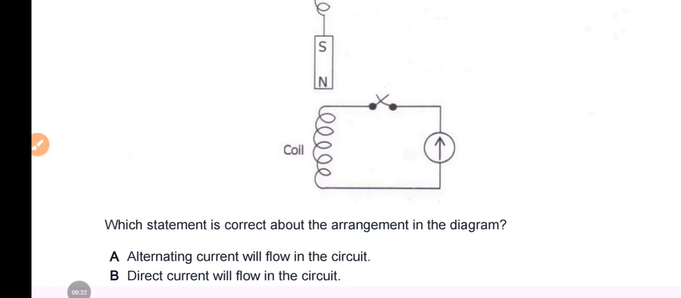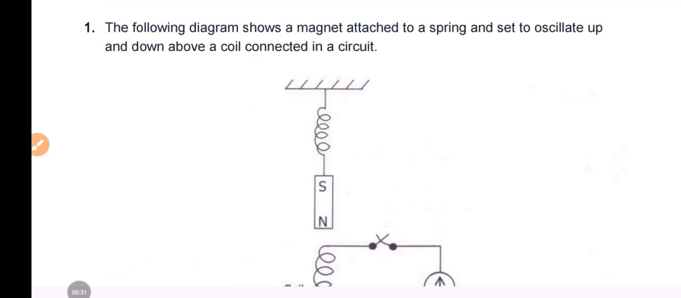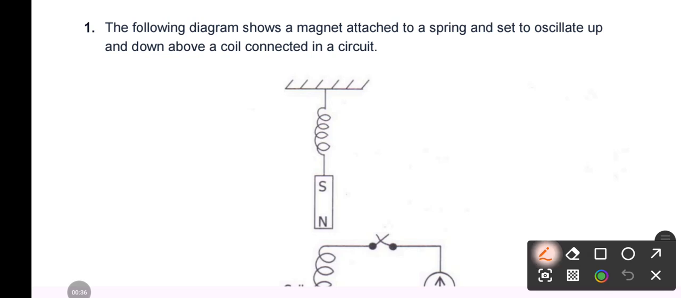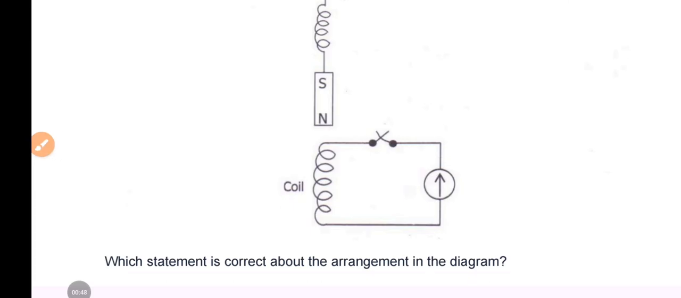Statement A says alternating current will flow in the circuit. This is definitely correct. Let me explain. From the information provided in the question, we are told that the magnet is oscillating up and down. Because of this continuous oscillation, the magnet is creating a changing magnetic field through the coil. So it is making the coil experience a change in magnetic field.